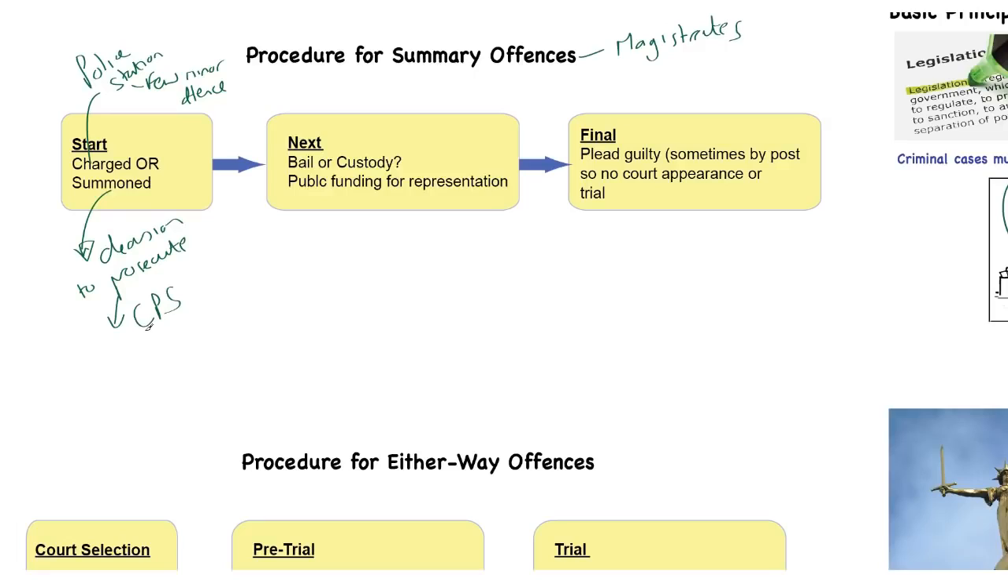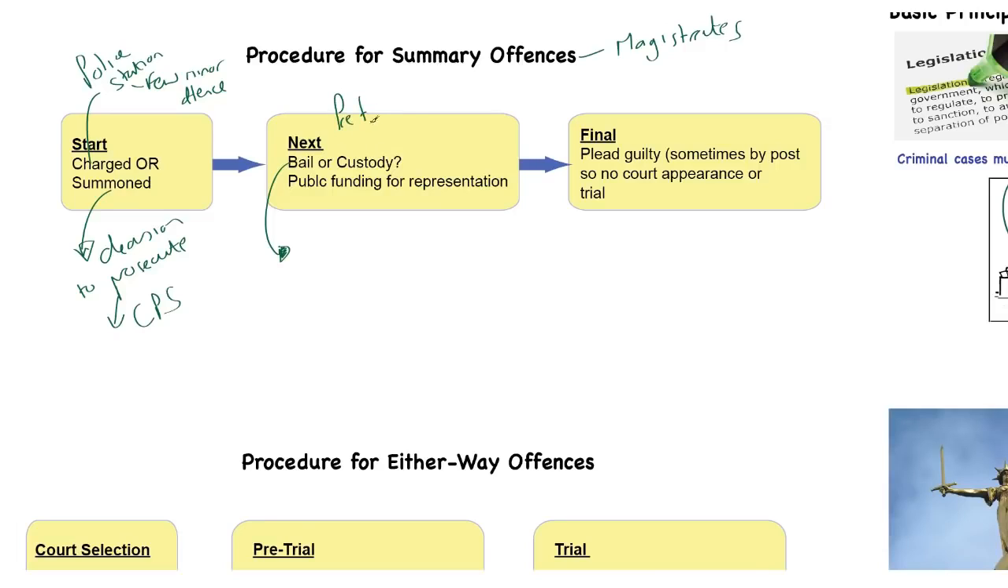The Crown Prosecution Service, who are the government's lawyers, the state's lawyers, will decide whether or not there is sufficient evidence to prosecute somebody, and if they decide that there is, then they will be summoned to appear at magistrates' court. And bear in mind, we're dealing with minor offences here, aren't we? What happens next is that the court hears a bail or custody hearing. If the case is serious enough, should the individual be bailed, or should they be kept in custody until the full case hearing?